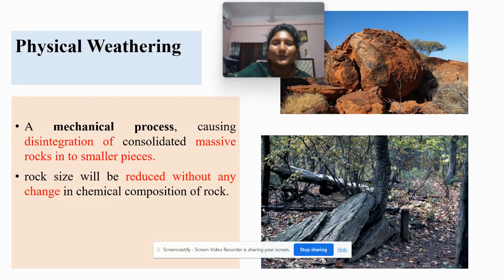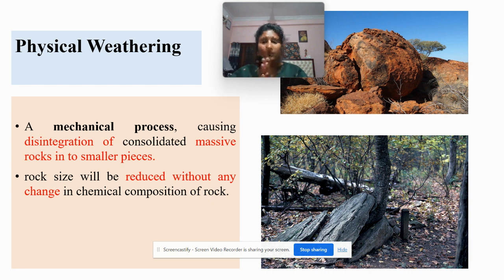Now moving on to what is physical weathering. Till now we have discussed physical means just breaking down. So a mechanical process causing disintegration of consolidated massive rock into smaller pieces, breaking of rock into small pieces, that is called physical weathering. The rock size will be reduced without any chemical change.